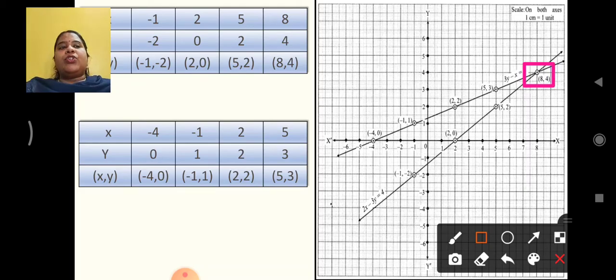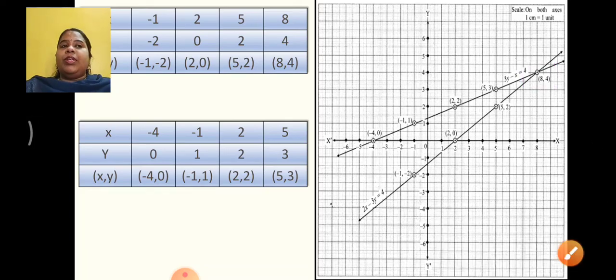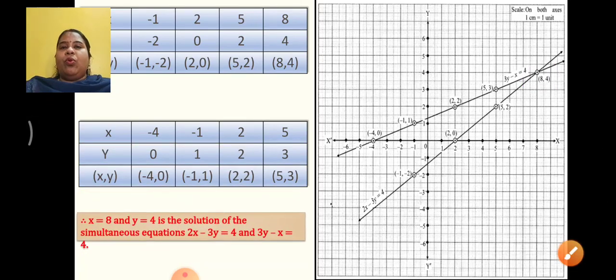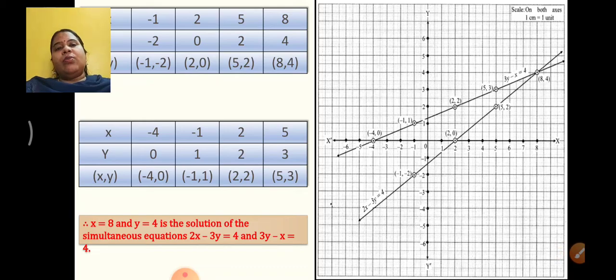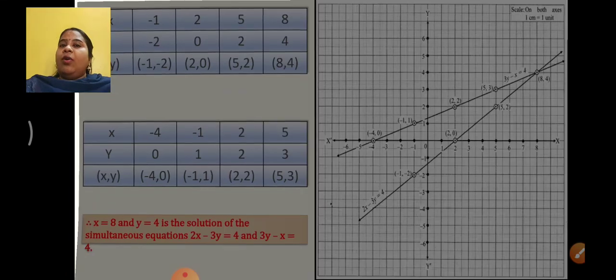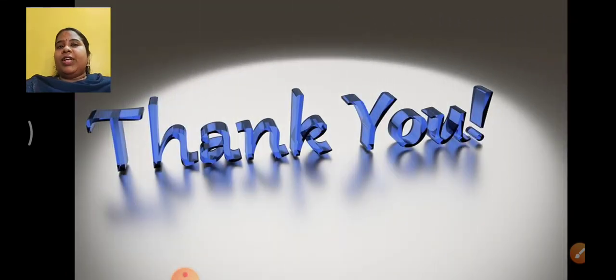I hope you have understood this graphical method. So what will be the final answer? 8, 4 or x is equal to 8, y is equal to 4 is the solution of these two simultaneous equations. Yes, so plotting and preparing the table is what you have to do in graphical method. I hope with both these two sums you have understood the graphical method very nicely.